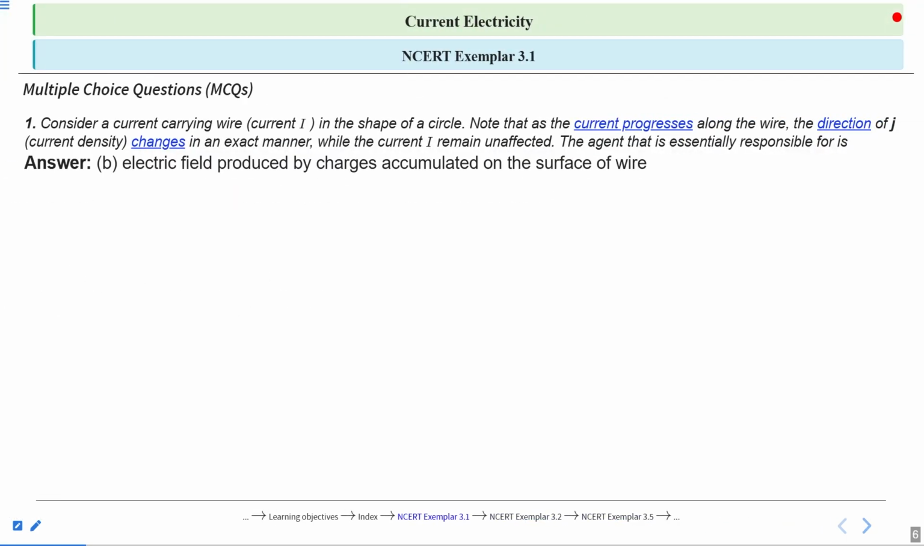Let's see the solution. So the correct answer is option B: electric field produced by charges accumulated on the surface of wire. Solution using concept 17.4.1. As we have discussed, in current electricity there are moving charges. But the option that is correct is electric field produced by charges accumulated on the surface of wire. So what are these charges? We are going to discuss.